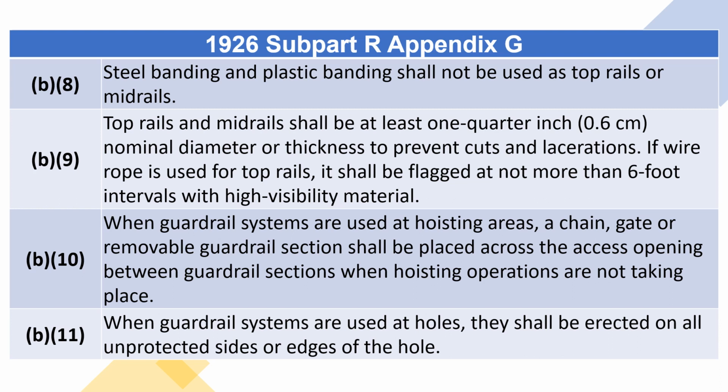(b)(10) When guardrail systems are used at hoisting areas, a chain, gate or removable guardrail section shall be placed across the access opening between guardrail sections when hoisting operations are not taking place. (b)(11) When guardrail systems are used at holes, they shall be erected on all unprotected sides or edges of the hole.